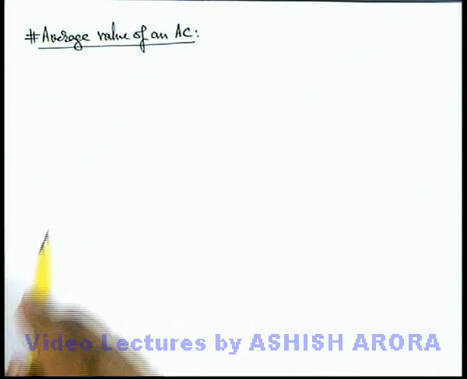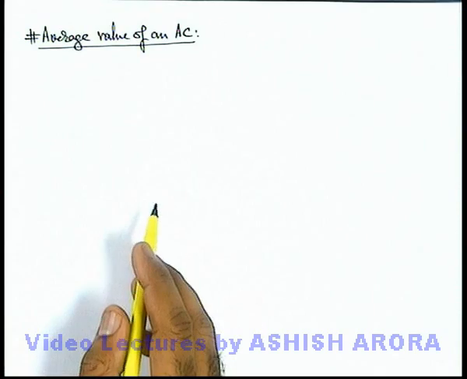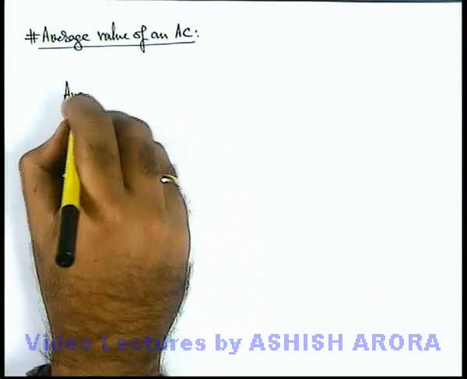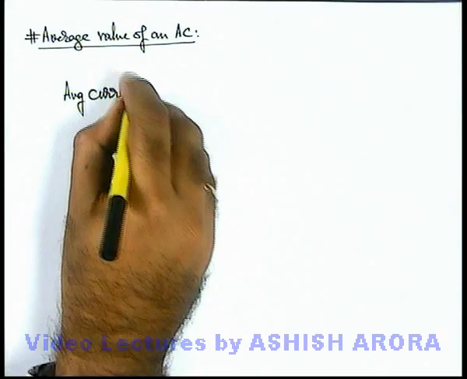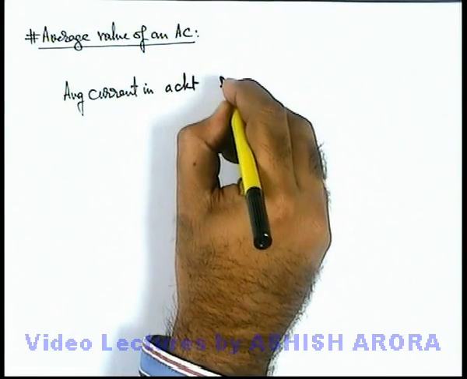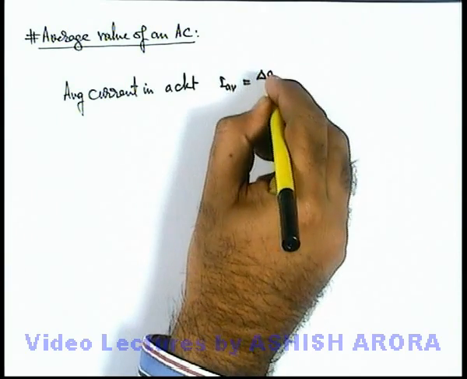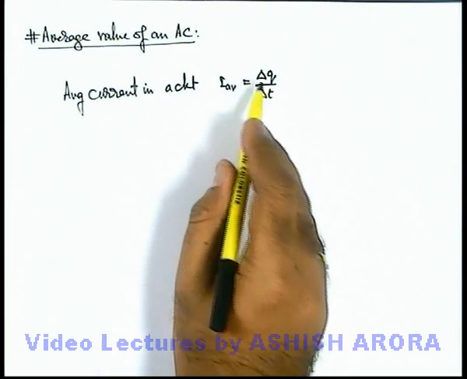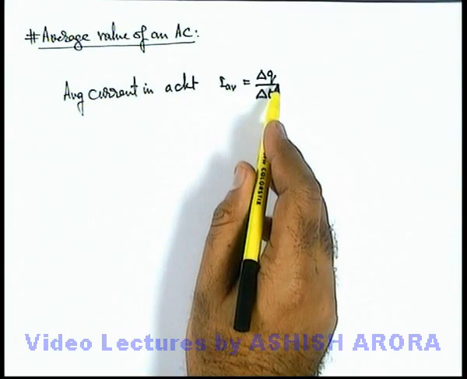Let us study about the average value of an alternating current. For any circuit, we know well that average current in a circuit we can write as I average is equal to delta Q by delta T, if in a duration delta T a total charge delta Q passes through it.